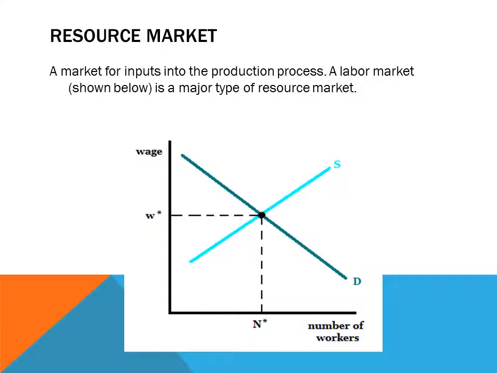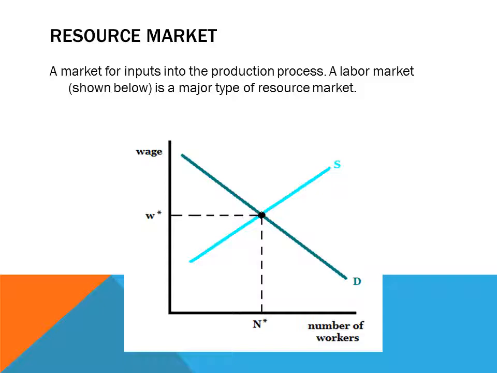It's important for us to take a look at a few markets that are operating in the background of our goods and services market. First, we'll take a look at a resource market. A resource market is a market for inputs into the production process. A labor market, which is shown in the diagram below, is a major type of resource market. The number of workers represents the quantity on this resource market, with the price being quoted in wage rates.